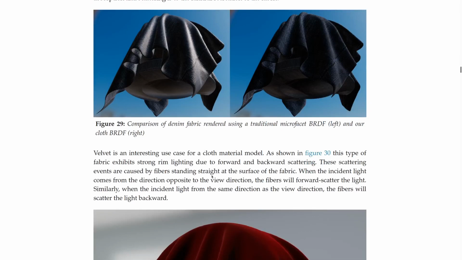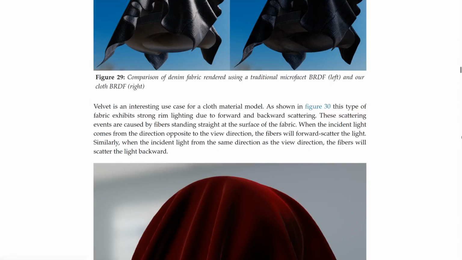Okay, so velvet is an interesting use case for a cloth material model, as shown in Figure 30 here. This type of fabric exhibits strong rim lighting due to forward and backward scattering. These scattering events are caused by fibers standing straight out from the surface of the fabric. When the incident light comes from the direction opposite to the view direction, the fibers will forward scatter the light. Similarly, when the incident light is from the same direction as the view direction, the fibers will scatter the light backwards.